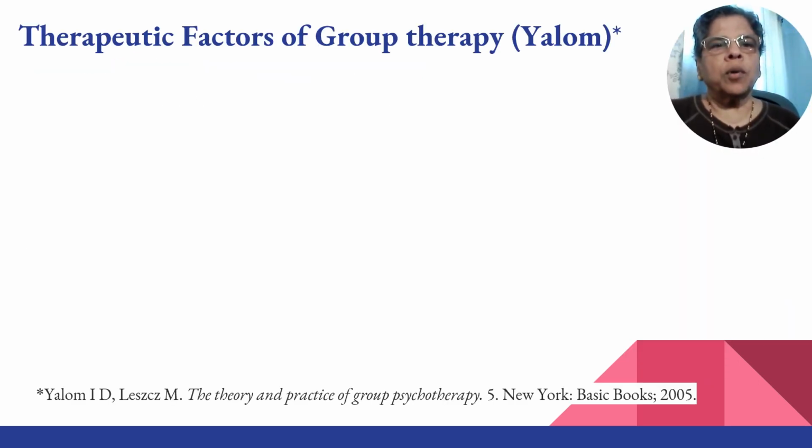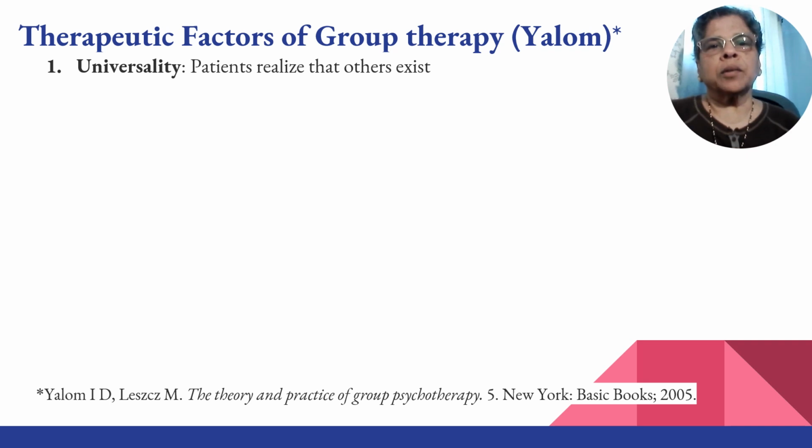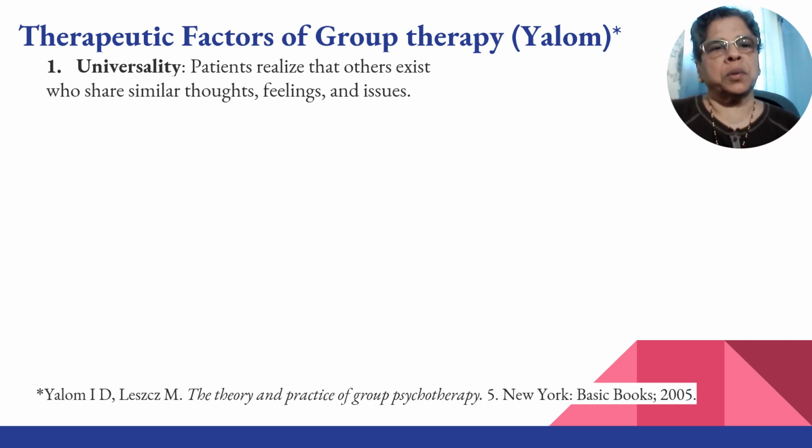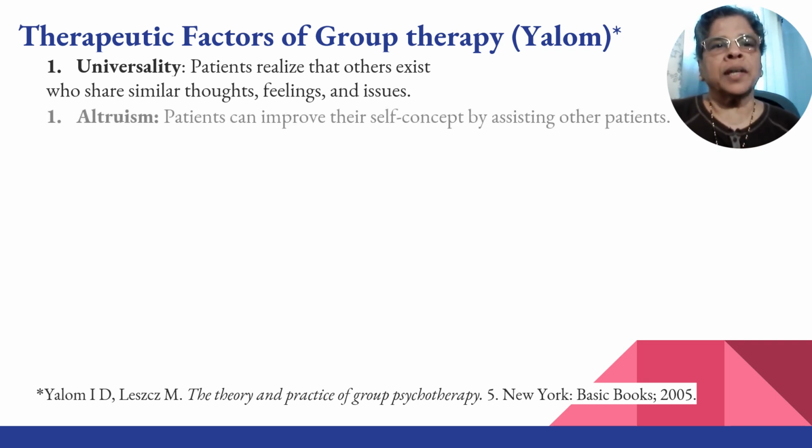Yalom, in his book Principles and Practice of Group Psychotherapy, identifies the following as the factors that play a role in the effectiveness of group therapy. Universality: patients realize that others exist who share similar thoughts, feelings, and issues. Altruism: patients can improve their self-concept by assisting other patients while working in the group.